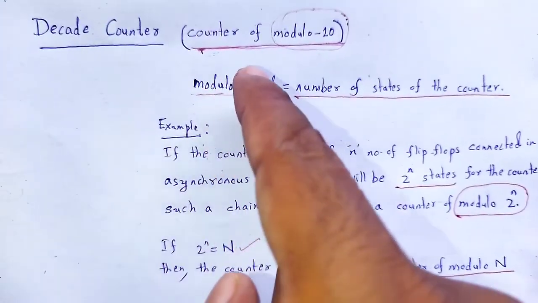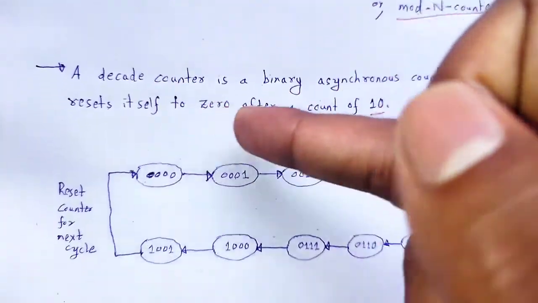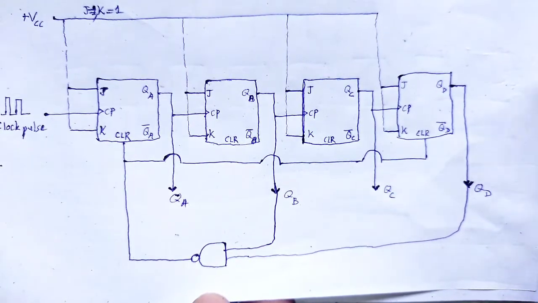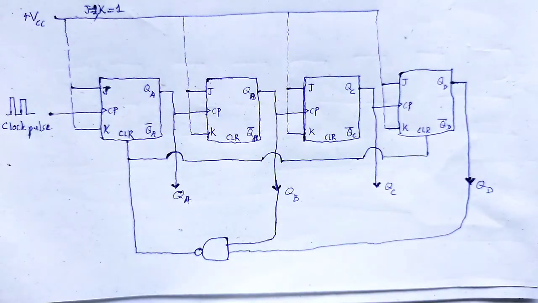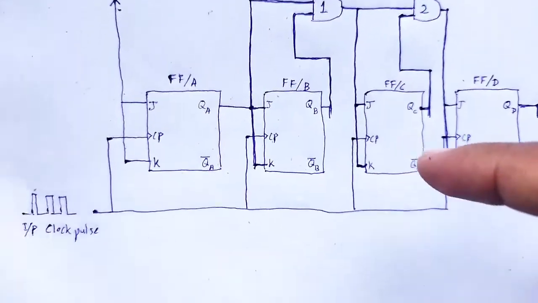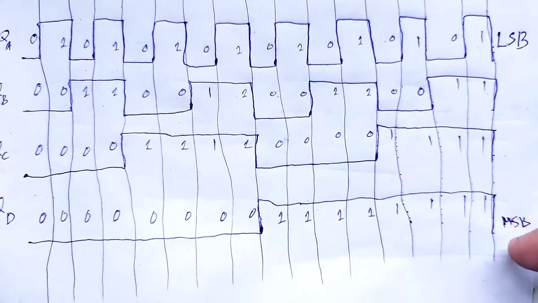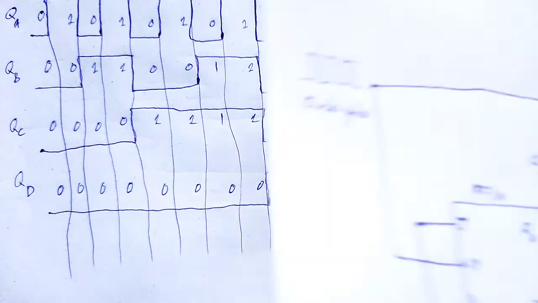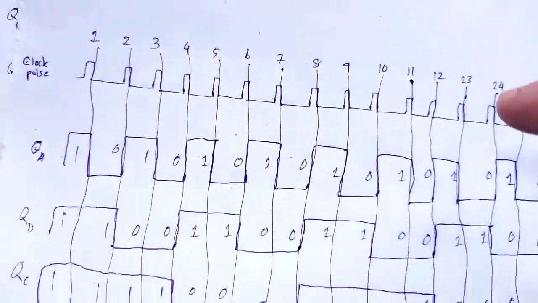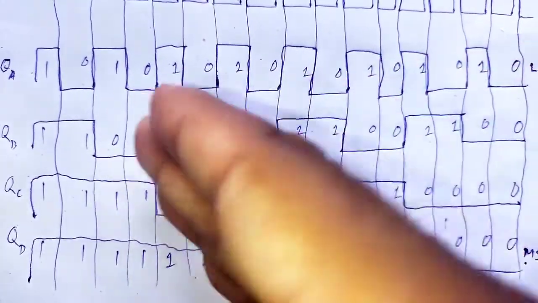Decade counter, a counter of modulus 10, how we name a particular counter in terms of modulus. That is the decade counter. We add a NAND gate in order to obtain counting up to 10. Up counter is an example of a synchronous counter, its circuit and operation, and finally the output waveform, least significant bit and most significant bit. Its opposite is the down counter, its construction of the circuit and output waveform. Here we obtain the least significant bit and most significant bit, but taken from the downside.